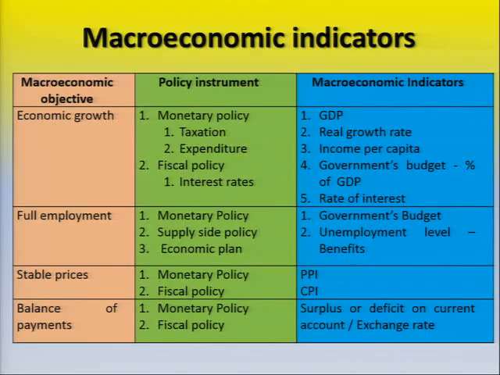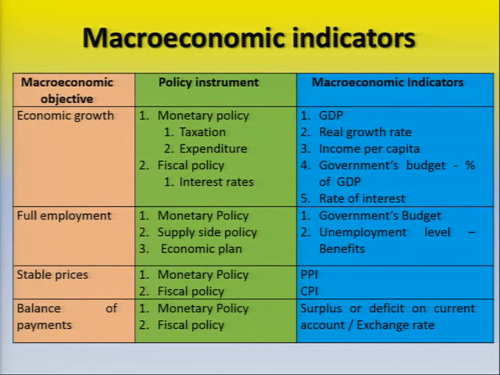So these are the 2 policies that the government can use. They can use the monetary policy. They can also use the fiscal policy. The monetary policy is the one that is implemented by the South African Reserve Bank by increasing or decreasing the interest rate if they want to achieve economic growth. And the fiscal policy is the one that is implemented by the Department of Finance or the Treasury. They can increase or decrease the taxes. They can increase or decrease the government expenditure.